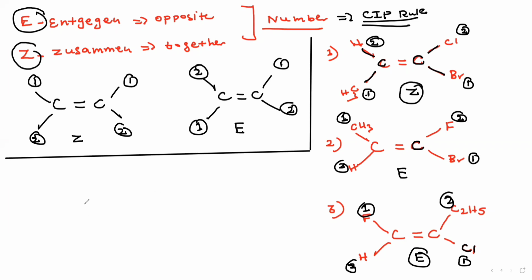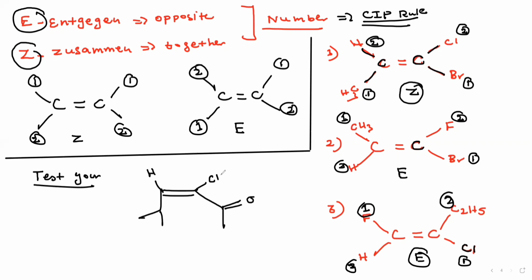I give one more example. Test yourself, very important. You tell me the answer in the comment section. What is the answer for this one? Here carbon double bond, here hydrogen, here this type of group, here hydrogen, here CH3. We can assign the configuration for this double bond. Tell me the answer in the comment section.